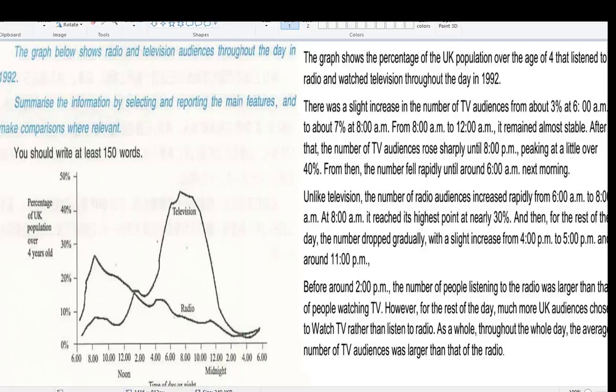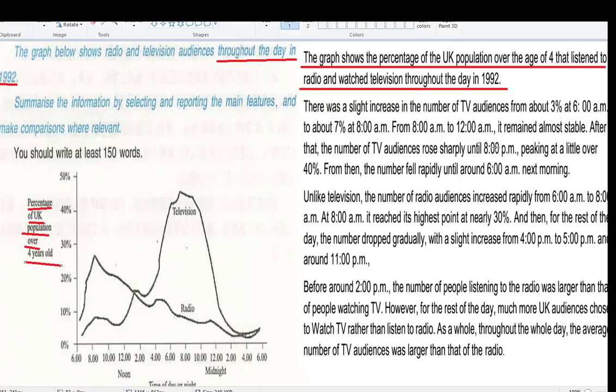Let's look at the overview. The graph shows the percentage of the UK population over the age of 4 that listened to radio and watched television throughout the day in 1992. Throughout the day, oh my goodness, everything is copied from here and here. Now why would you do that? Okay, so paraphrase, not copy. So an overview is given, but everything is copied directly from the information given to you here in the prompt.